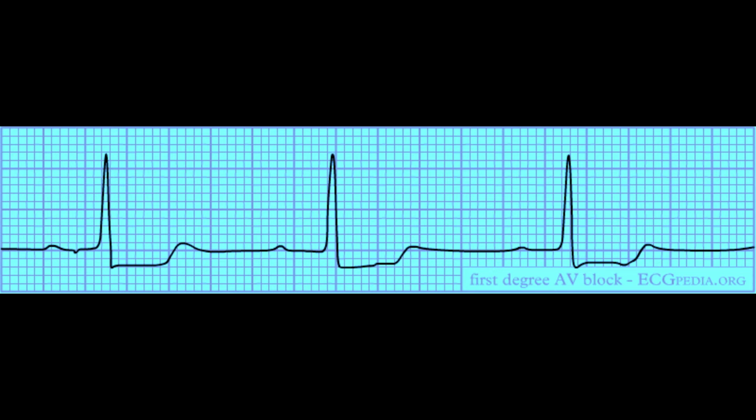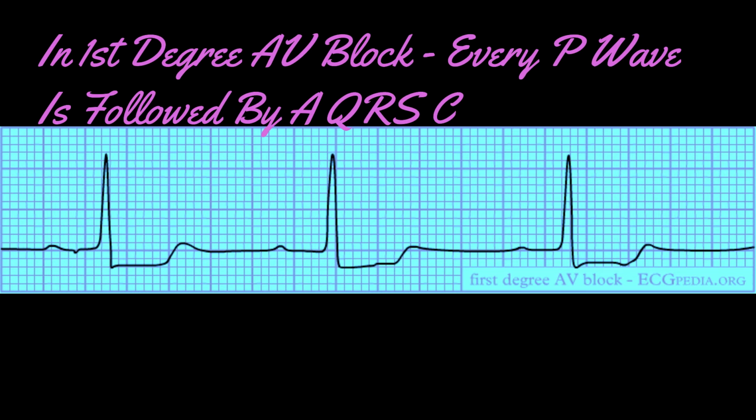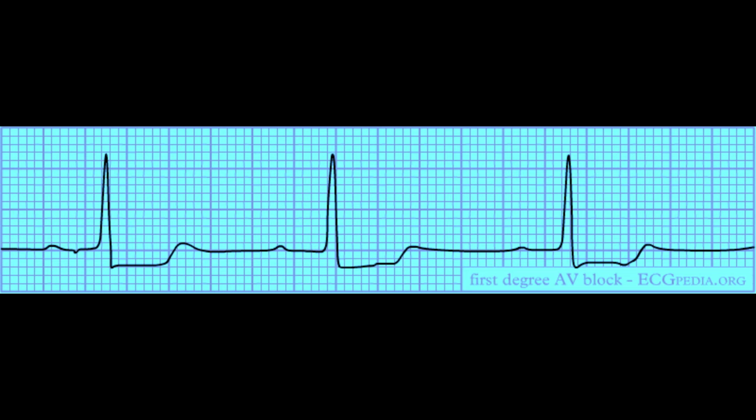So that's it. But every P wave has to be followed by a QRS complex. Then only it qualifies for a first degree AV block. And you can see this first degree AV block in many ECGs. And basically you have to be very careful.